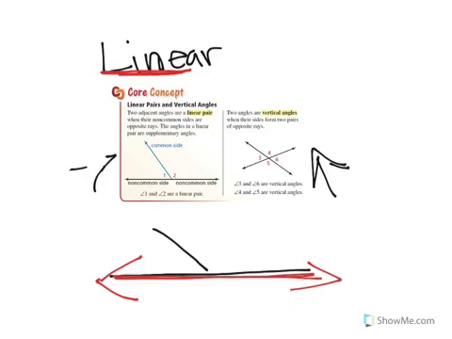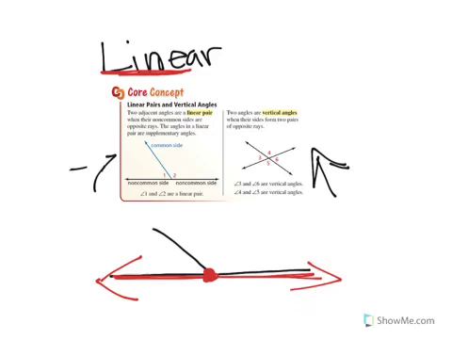Okay. The formal definition is two adjacent angles are a linear pair when their non-common sides are opposite rays. Okay, so opposite rays means they have a common endpoint and they point in opposite directions.